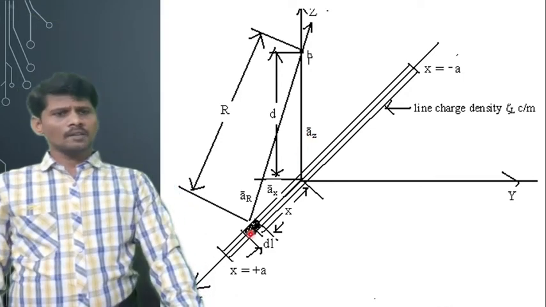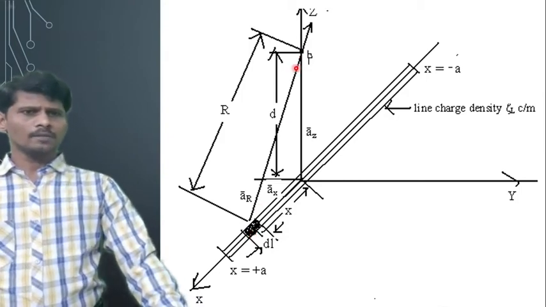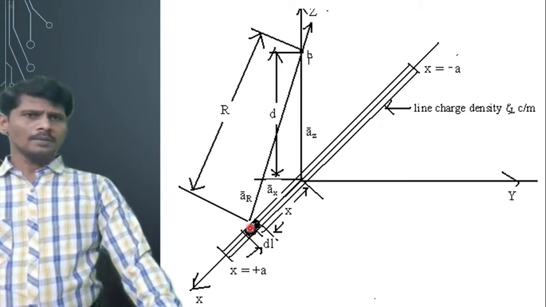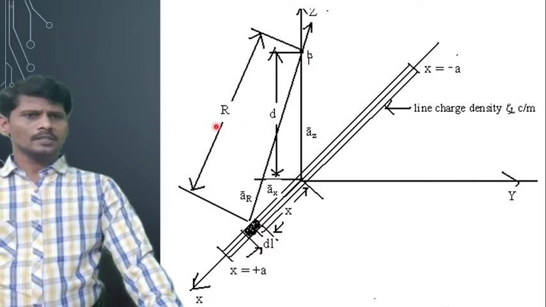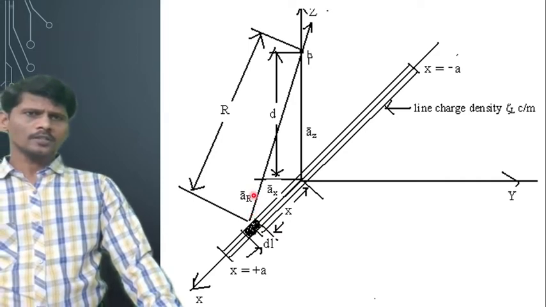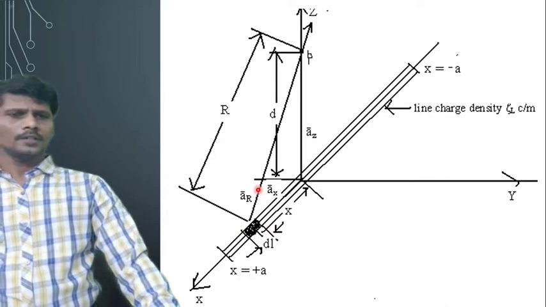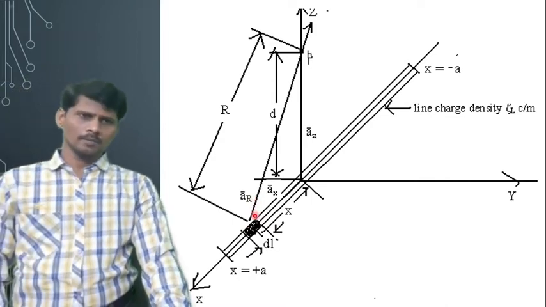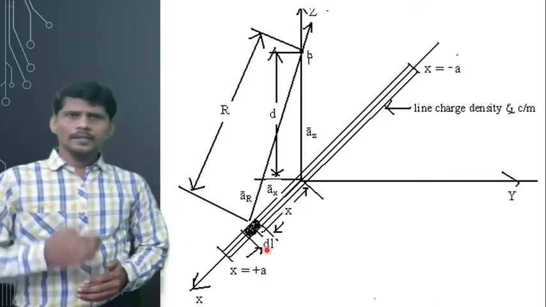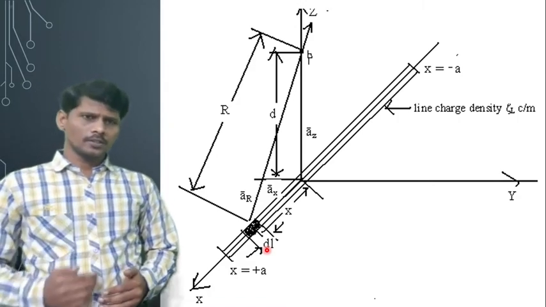After that, draw the vector line from the elementary length to the point P. The distance between these two points, the elementary length and the point P, is capital R bar. Along this direction, from the elementary length to the point P, the unit vector is a suffix capital R bar. So next, calculate the electric field intensity at a point P due to the line charge.